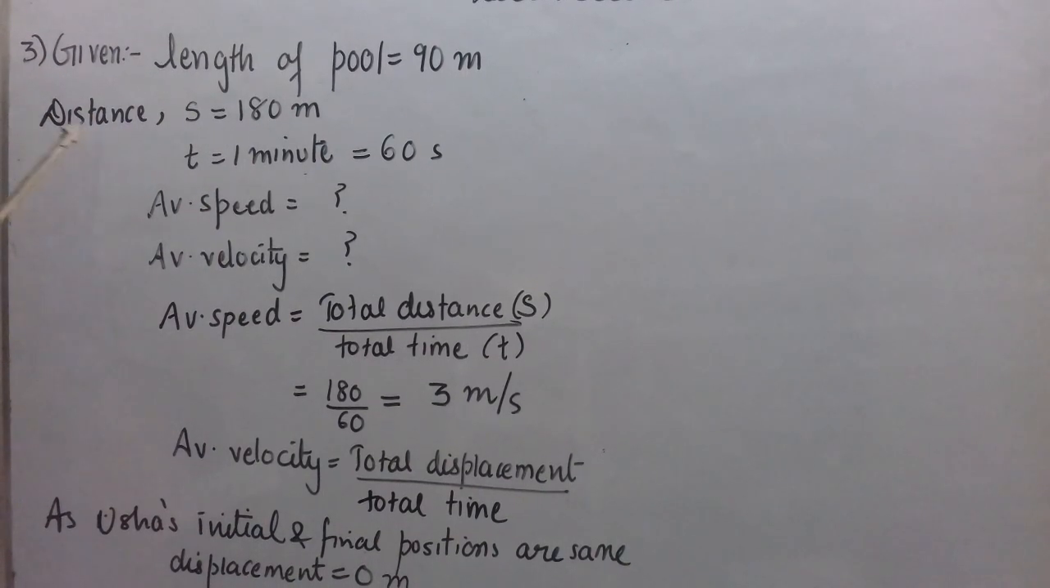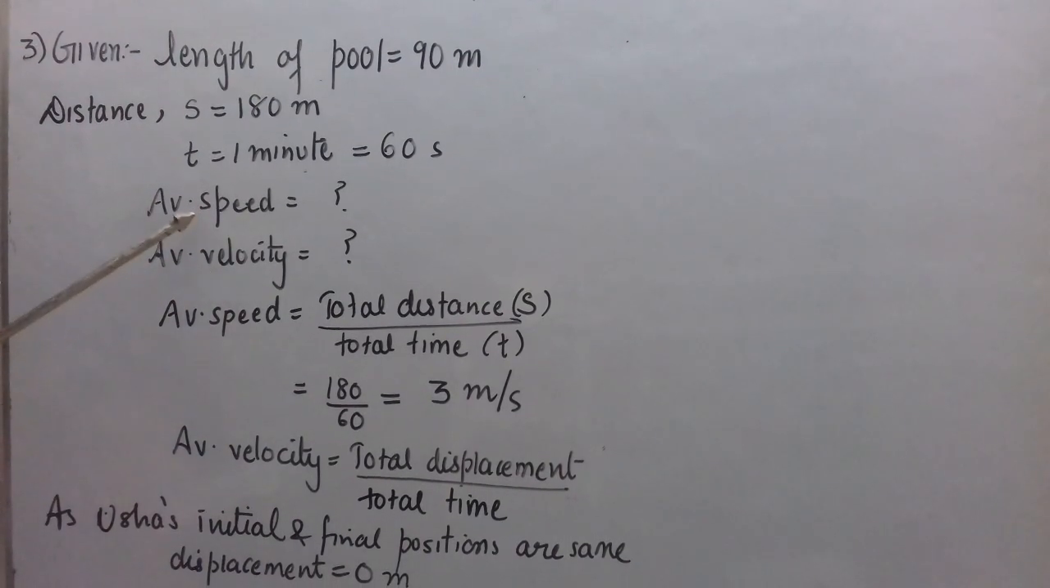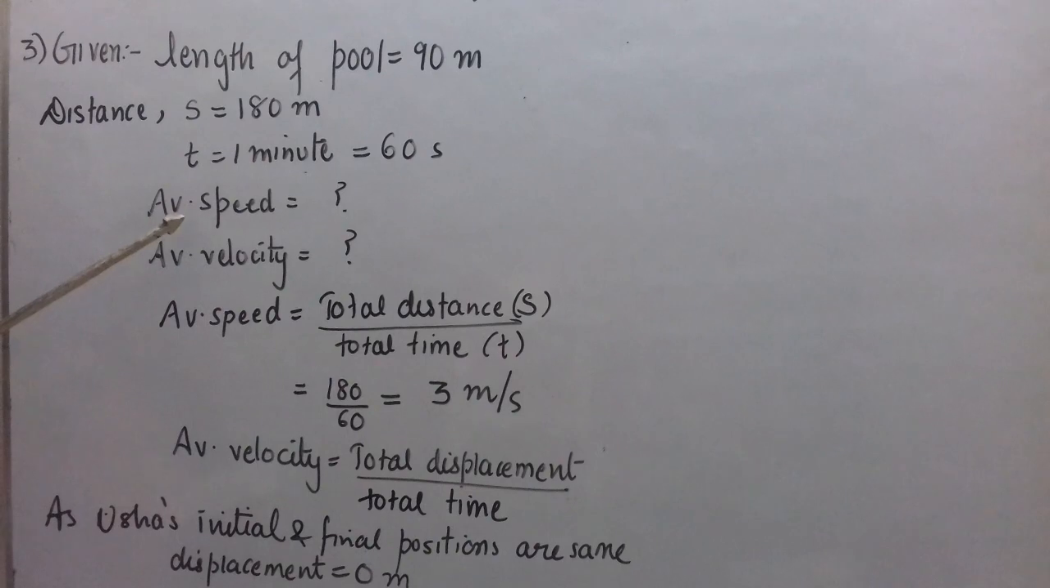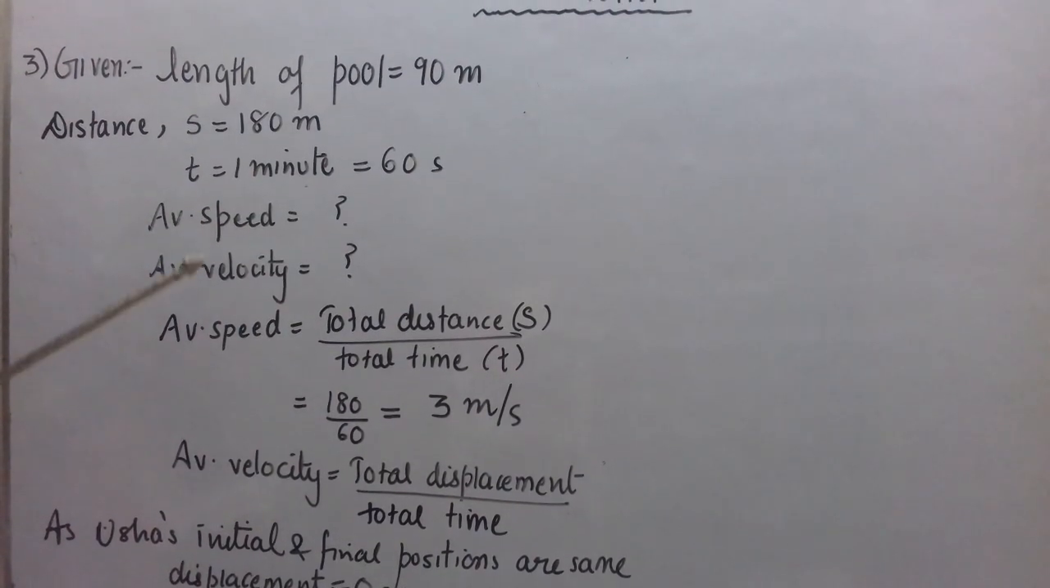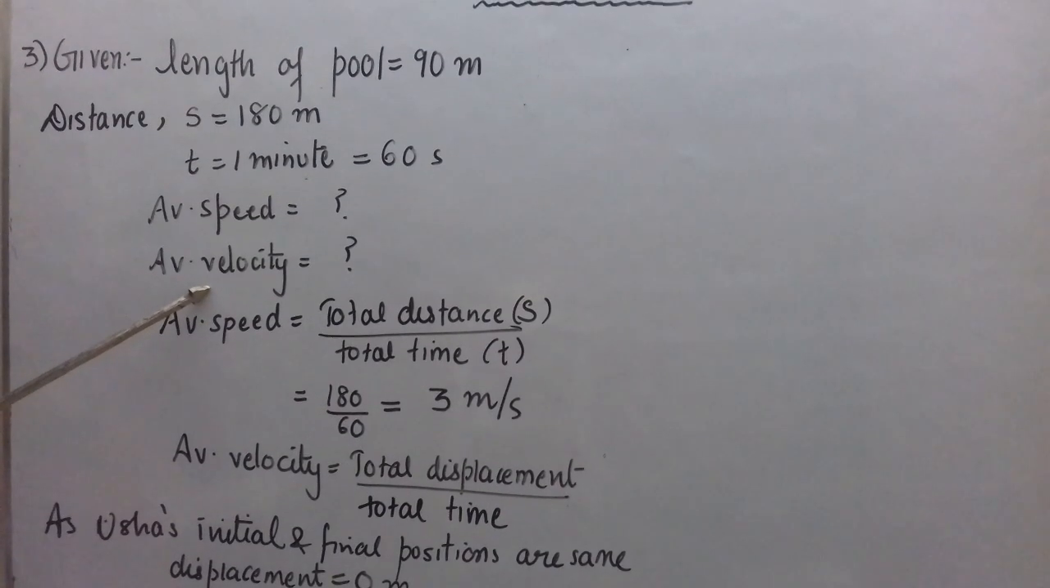Now why have I written distance along with S? Because we have to find speed as well as velocity. So distance and displacement both will be required. For average speed, distance will be required. For average velocity, displacement will be required.